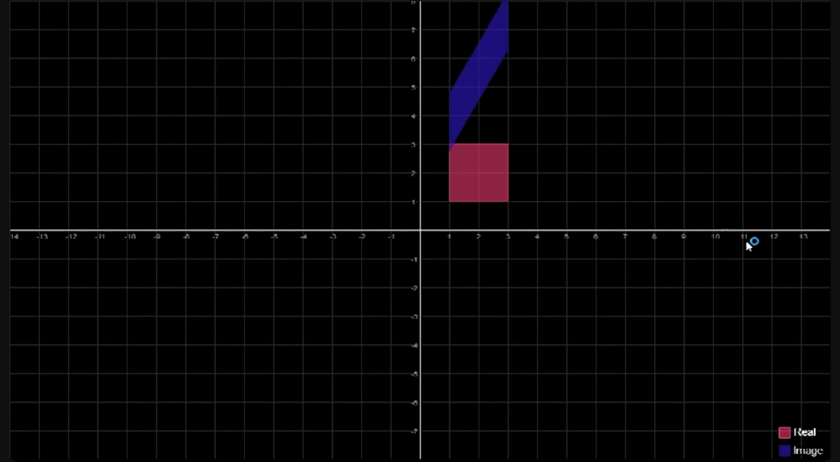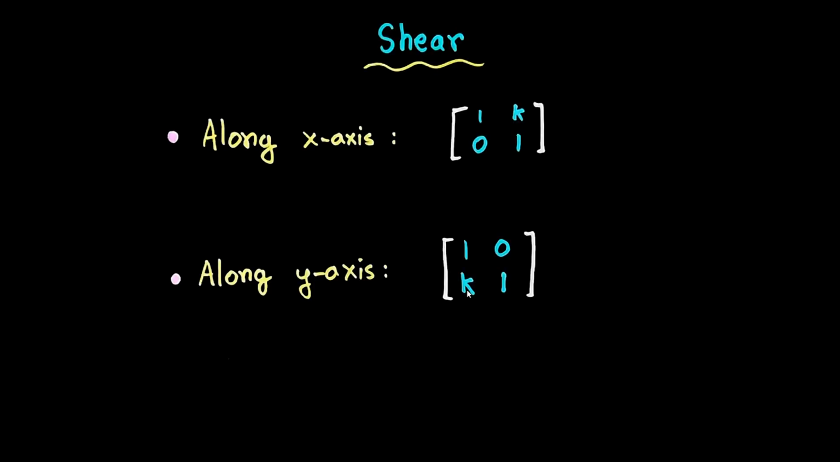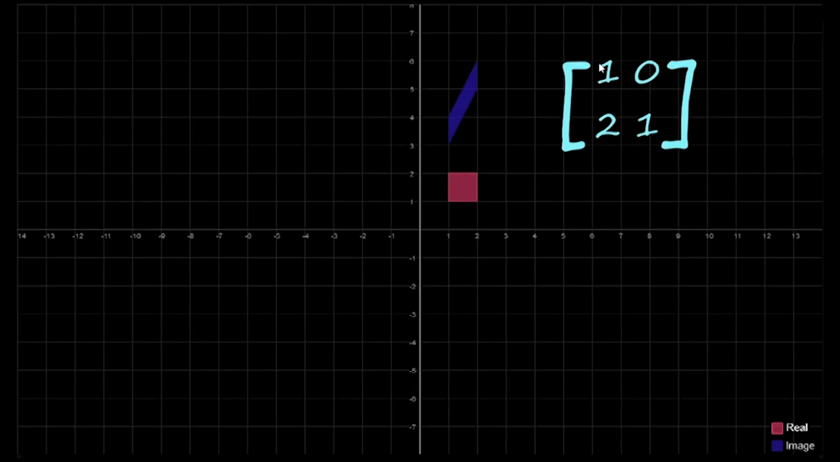Shearing can also happen along the y-axis, and the matrices that shear along the y-axis look like this: 1, k, 0, 1. And examples of matrices like this are 1, 2, 0, 1, which translates this object 2 times in the y direction relative to how far it is from the y-axis. You know, the y-axis now is the invariant line, right?